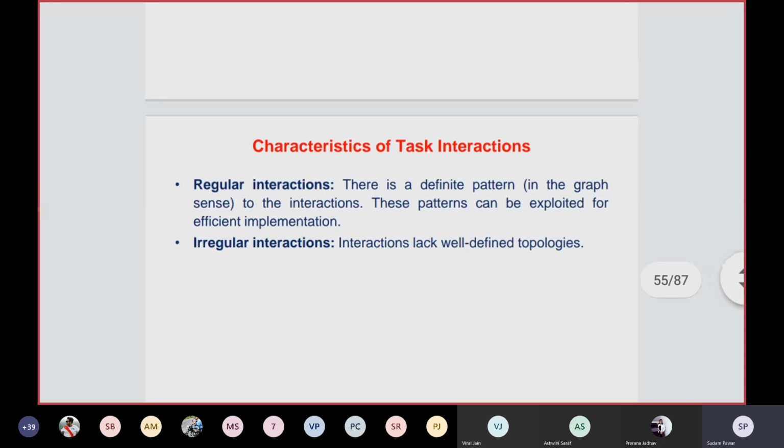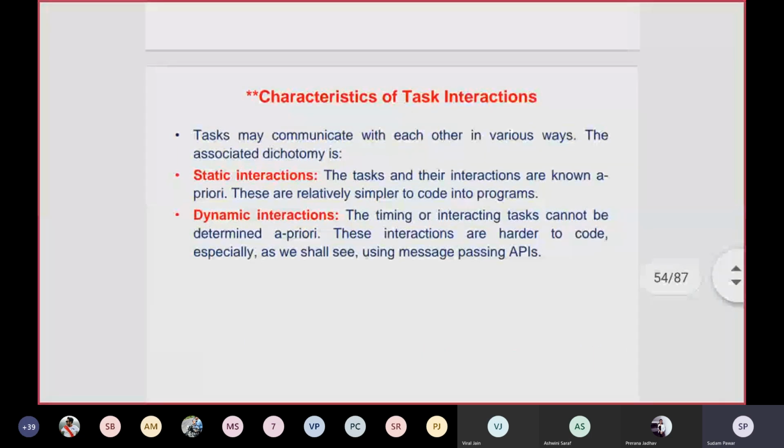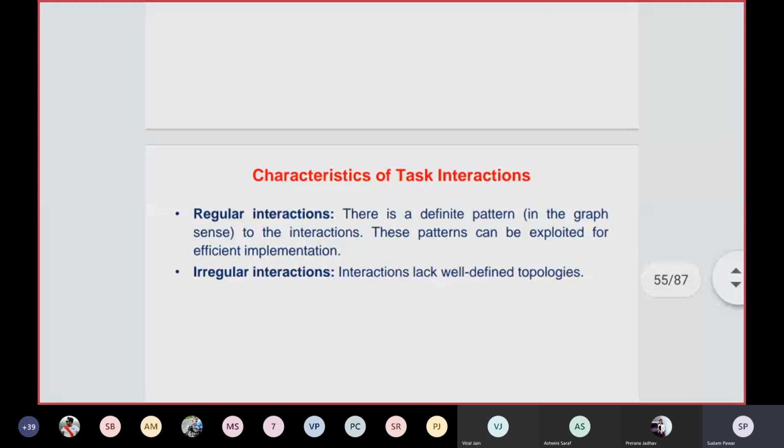So you can explain the task interaction characteristics as a static interaction or dynamic interaction, then as regular interactions and irregular interactions also. A few more possible ways are there as far as the task interaction characteristics are concerned.